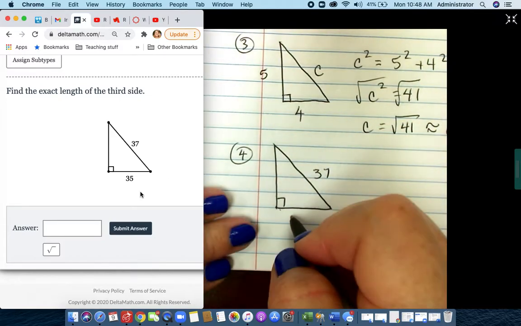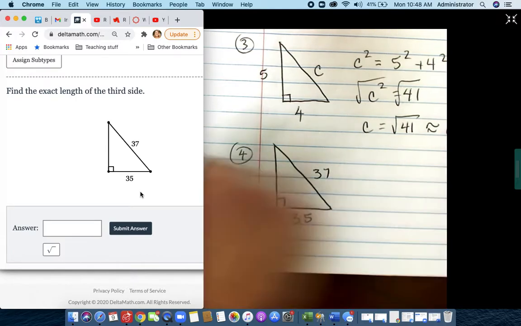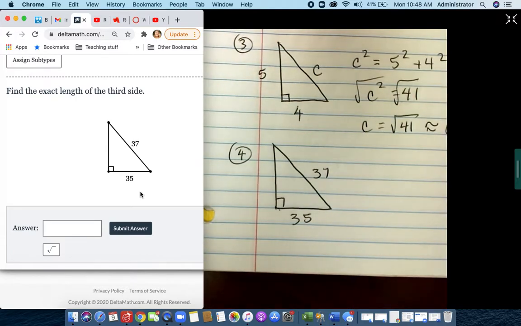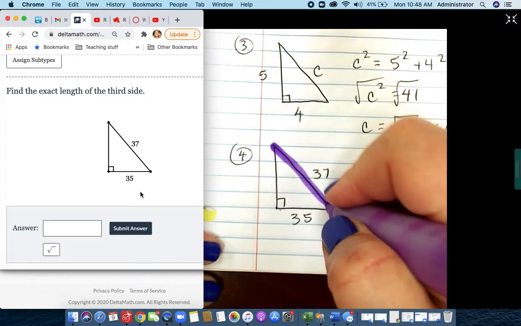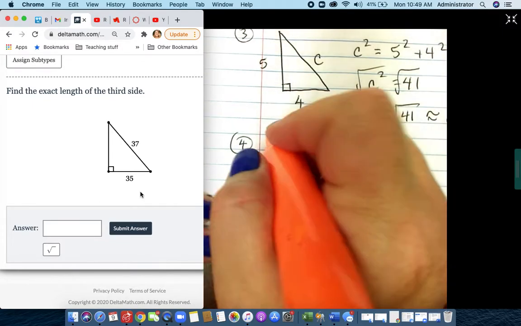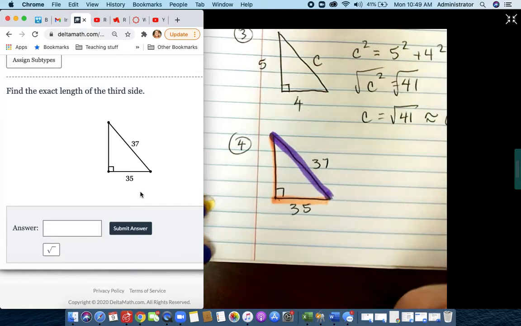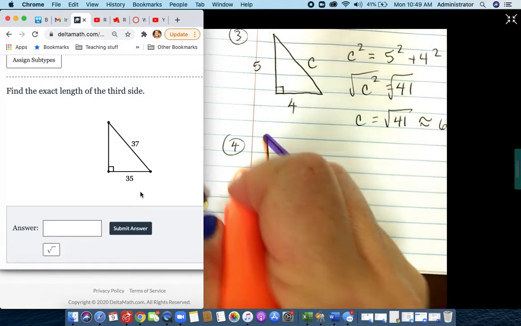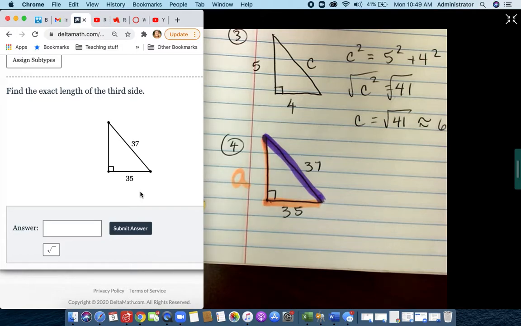So here they tell us the hypotenuse is 37. They're giving us this value of the hypotenuse, and our job with these legs is to find the length of the side we don't know. So I'm going to name that. It can be A or B, doesn't matter. If you want to use X even, that's fine too.